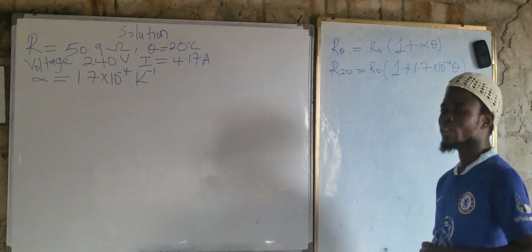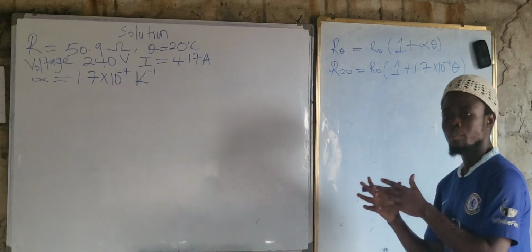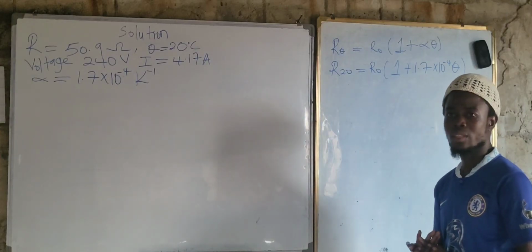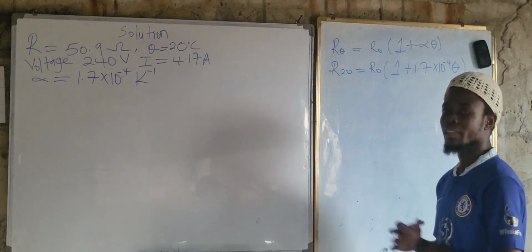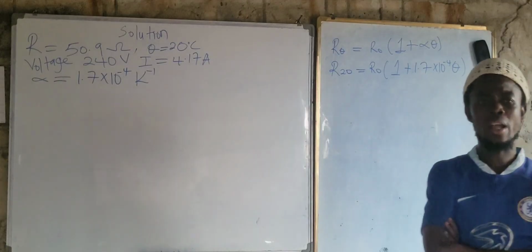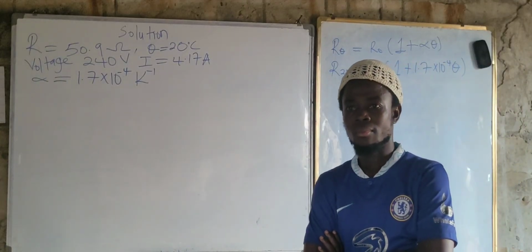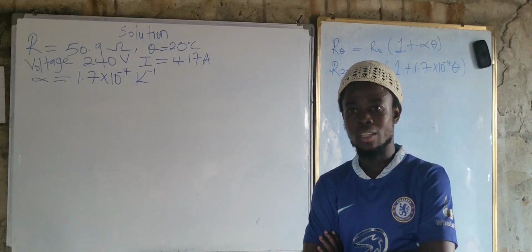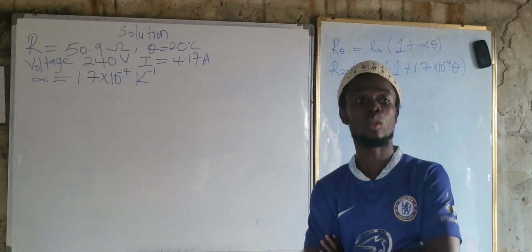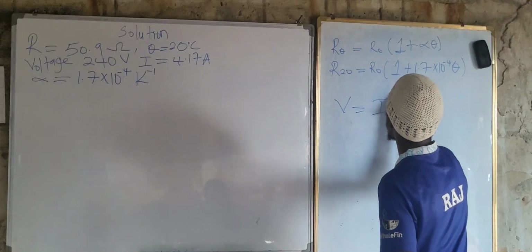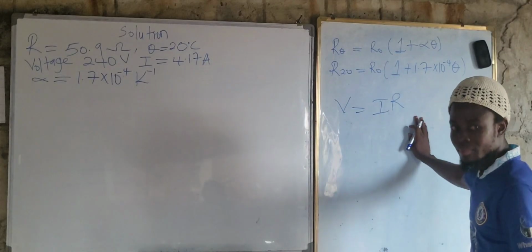But we are not asked to find power, but we are given the values. You have the current. So if you are asked to find theta in this case, mind you, Ohm's law. You know Ohm's law, right? The voltage is directly proportional to the current, and also the resistance. That is V is equal to IR.